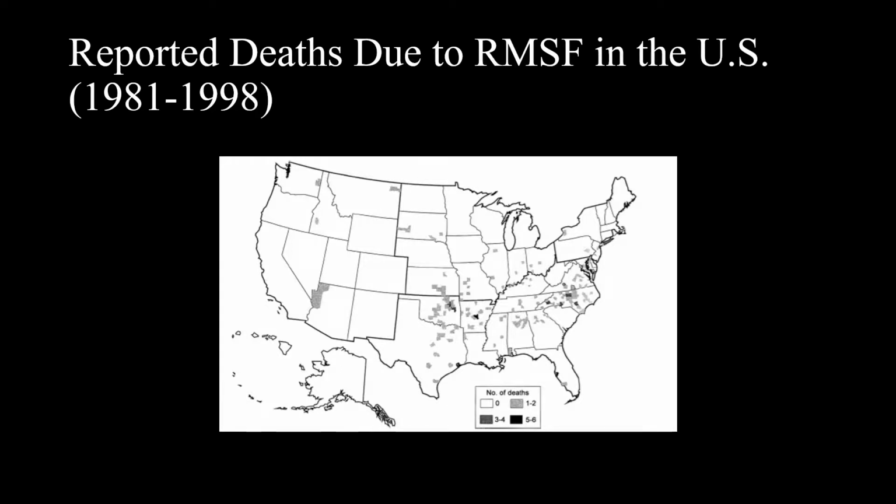And that brings me to the reported deaths that were due to Rocky Mountain Spotted Fever in the U.S. from the 80s to the late 90s. And as you can see, the dark areas right around here and over this way, those were only 5 to 6 deaths in those 20 years. So it's pretty obvious how effective these antibiotics are in actually treating this disease and how important it is to get people the treatment promptly.